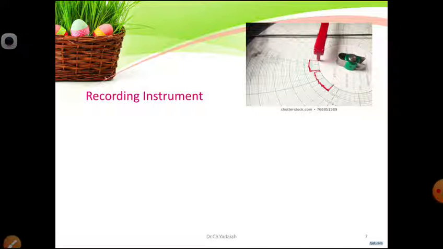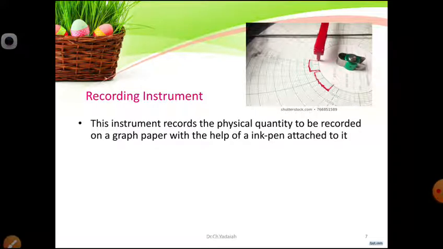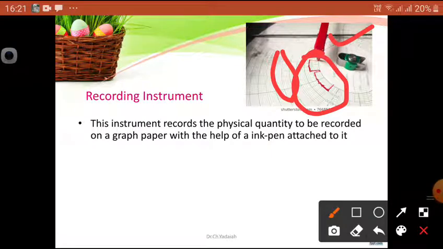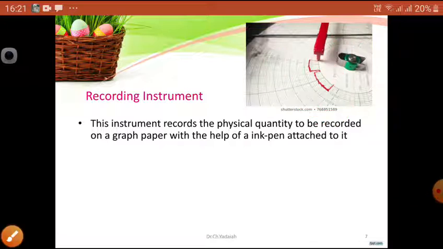What is the definition of a recording instrument? This instrument records the physical quantity on a graph paper with the help of an ink pen attached to it. Here you can see it. This is the graph paper, and this is the pen, and this is the reading it is going, so you can see it is continuously reading. At this condition this is a value, at this condition the value is 0, and it goes on. So the changing value is permanent, from this period to this period we get continuous reading.